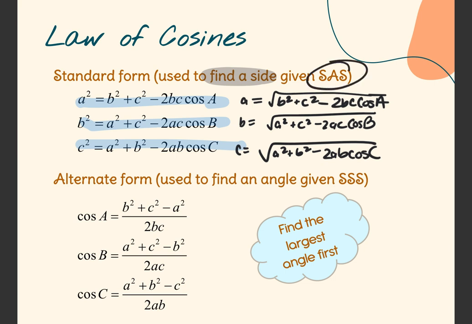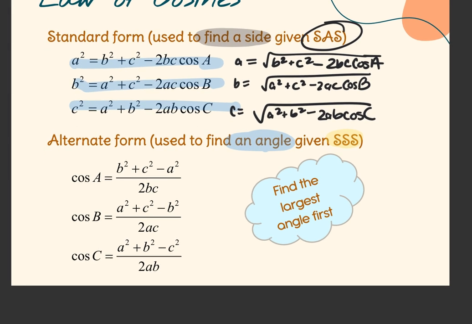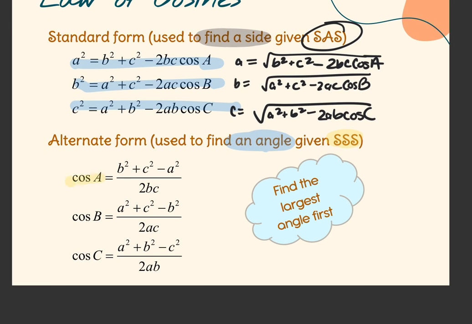When you're looking for an angle, if you're given the sides, then the cosine comes on the other side. So cosine of A equals the sum of the other two squared, B squared plus C squared, minus the letter that matches, so minus A squared, over 2 times the first two letters, so 2 times BC.